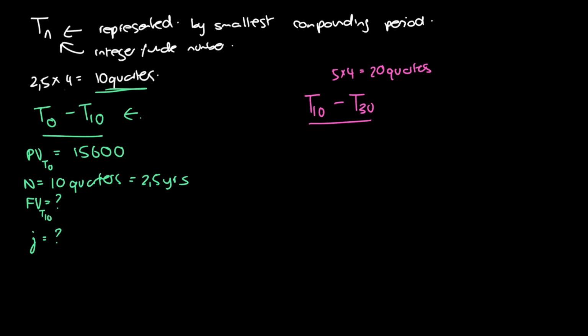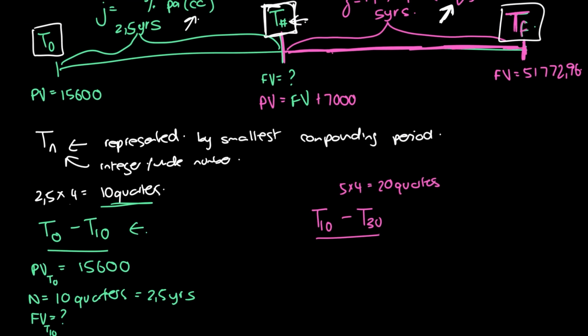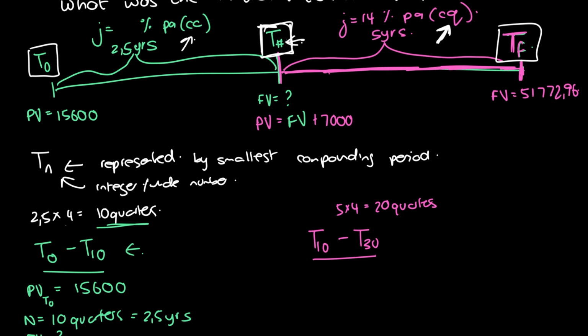So let's just write down everything we know for part 2. So let's just bring that timeline back into display for us and write down everything that we know for part 2. So we have a T10 to T30 for our time period. That's 10, and then you have T30. 30 sits over there. We have our PV at T10 is equal to our future value at T10 plus 7,000 Rand.